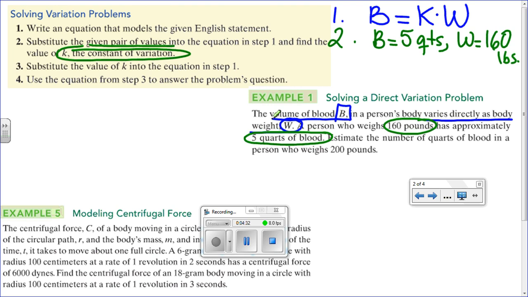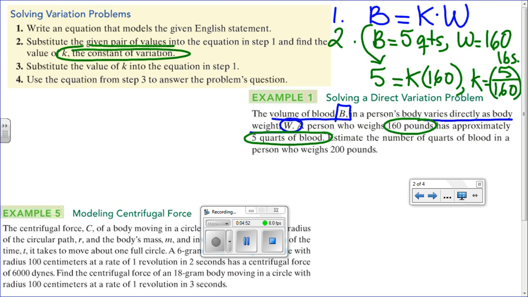what will K be? So we substitute B with a 5. We substitute W with the 160. And then we solve the equation for K. So K is going to equal 5 divided by 160. And we can leave that as a fraction, or we could reduce it to a decimal. Does anyone have a calculator available? Okay, good. So K is going to give us 0.03 something, 5 over 160.